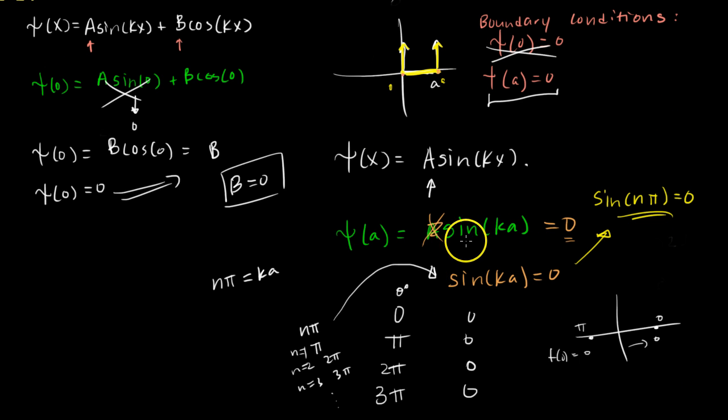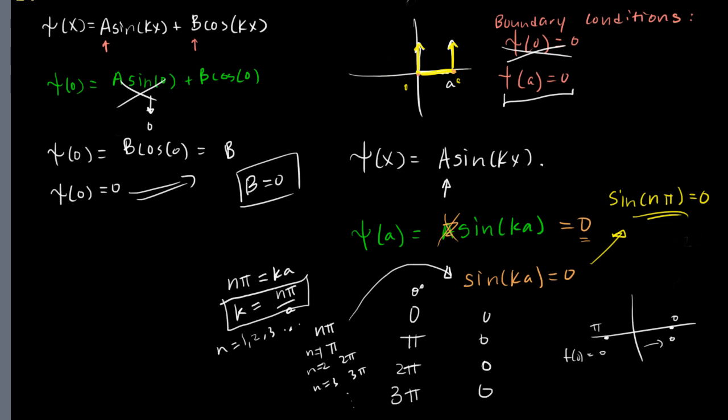So that means, we want to find when sine of ka is equal to 0. So n pi has to equal ka. We just solve for k. k is equal to n pi over a, and n, of course, is equal to 1, 2, 3, dot, dot, dot. And this is relatively important.